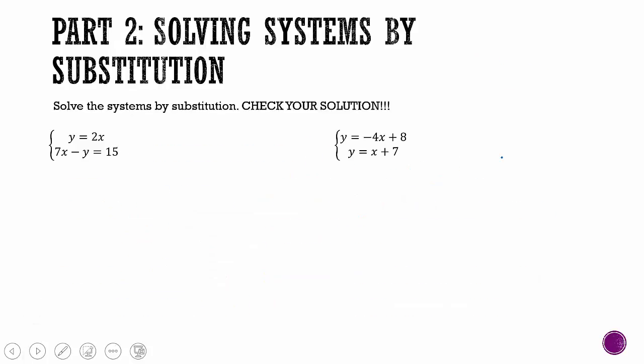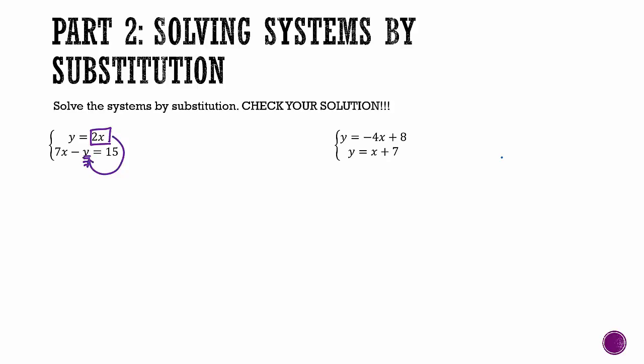So let's do one. So our first step is get either x or y totally by itself. And in this case, they did that for us. We have y totally by itself right here. I know y equals 2x. So then what we're going to do is we're going to substitute this. We're going to plug it into the other equation. And we're going to plug it in where we see y.